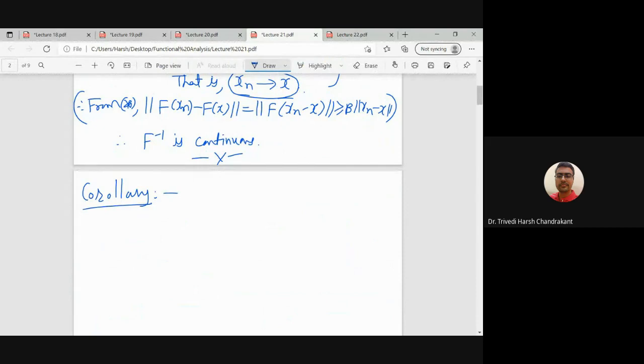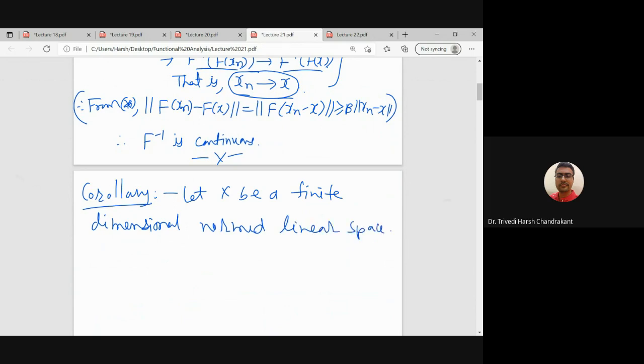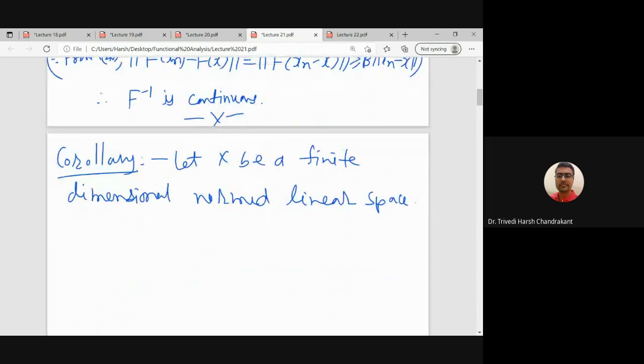So we will assume that in the starting I mentioned that all the linear functions defined on finite dimensional normed linear space are always continuous. So in this corollary we are going to use that result. So let X be a finite dimensional normed linear space. Right. So our domain of the function.